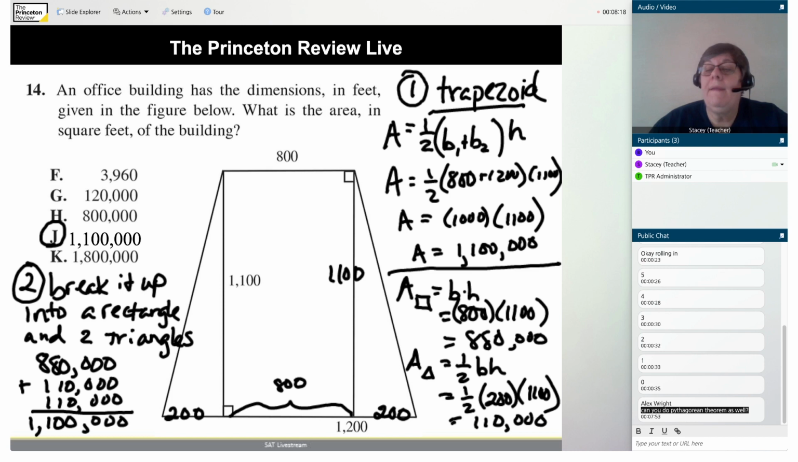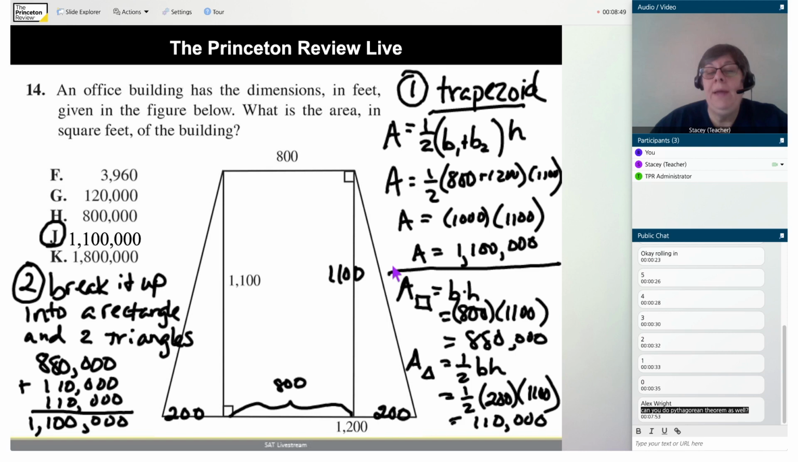Are you talking about finding the hypotenuse here with the triangle in question 14? Just want to be real careful here. Notice in both of my math calculations, I never use the hypotenuse. Right, this hypotenuse, it's a hypotenuse.